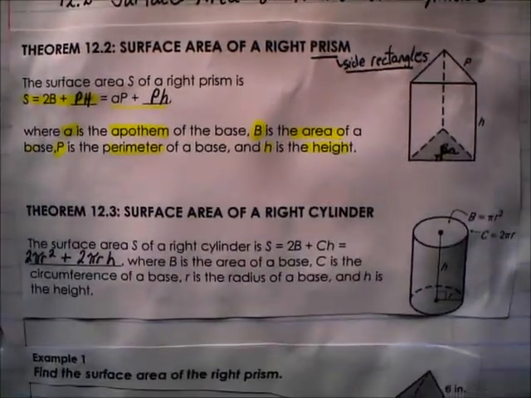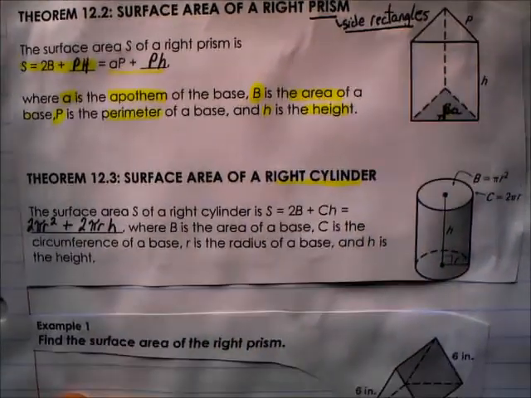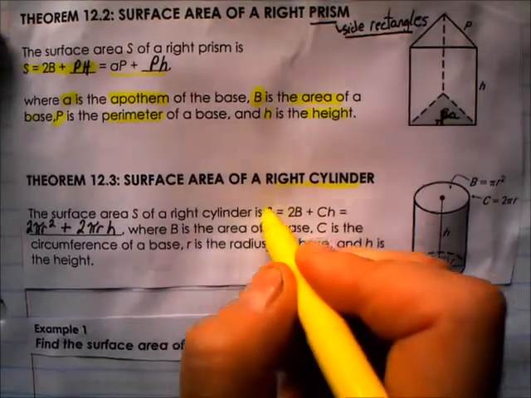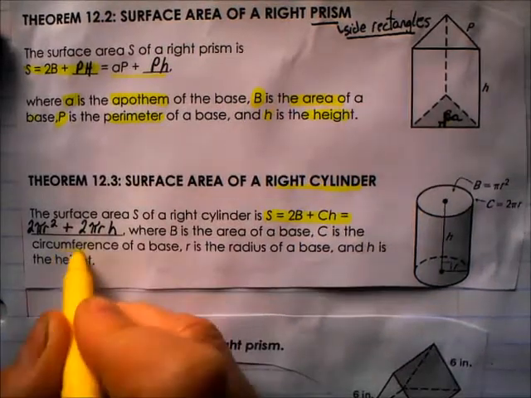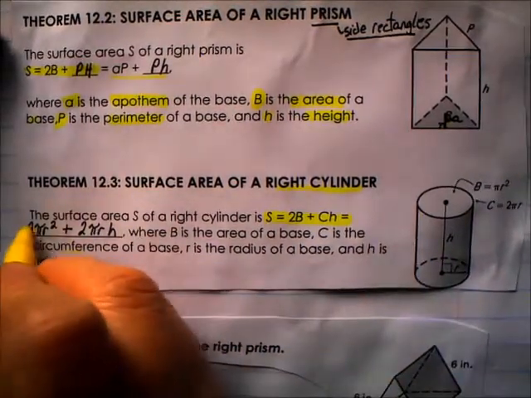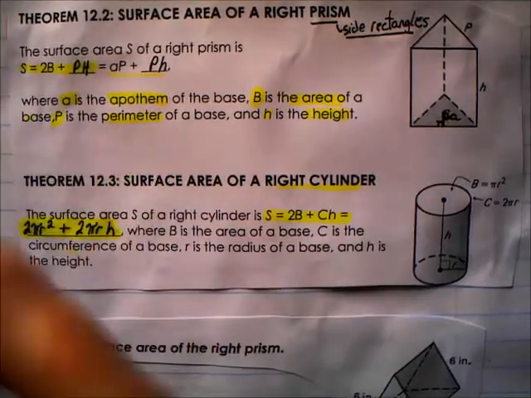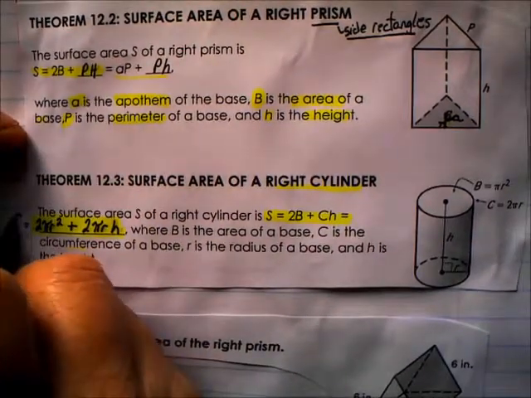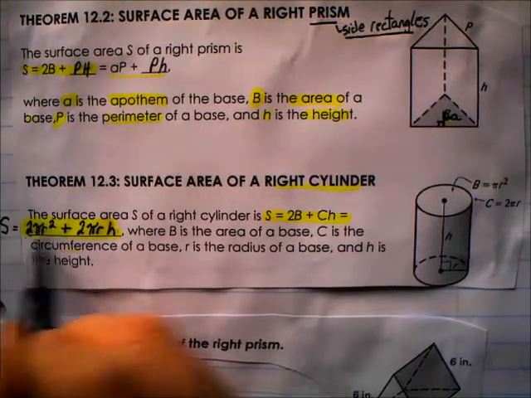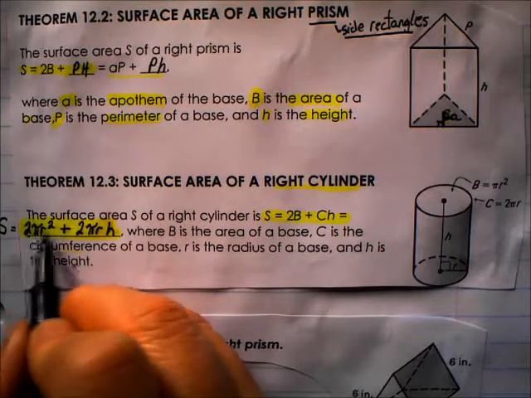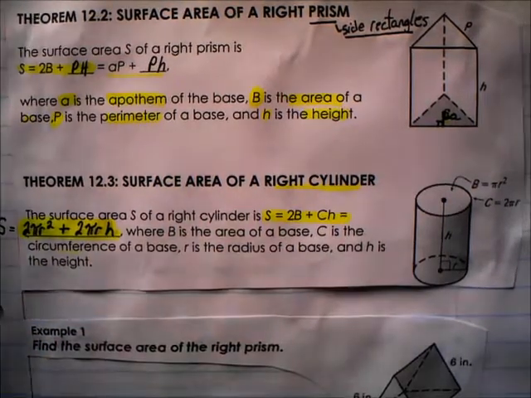Theorem 12.3 is surface areas of right cylinders, and the formula for it, if you look at it, you could have 2B plus Ch, where C is the circumference, or you can use this other formula that I use all the time right here. This is the main one that I reference for cylinders. 2 times pi r squared, which is the area of the circle, plus 2 pi r, which is the circumference, times h.